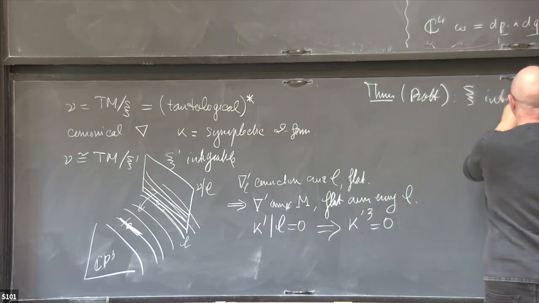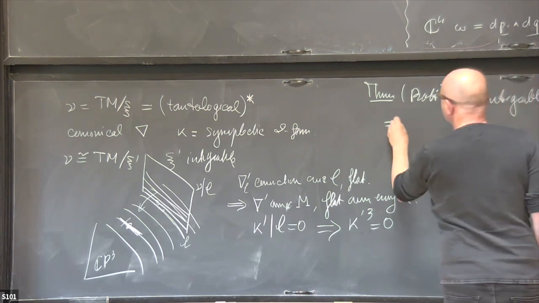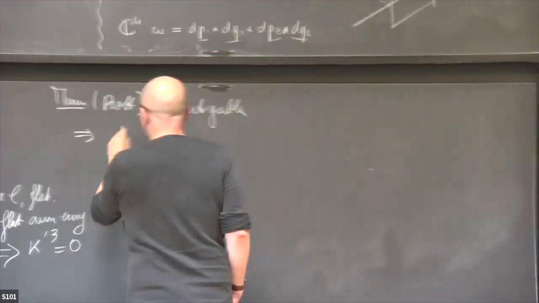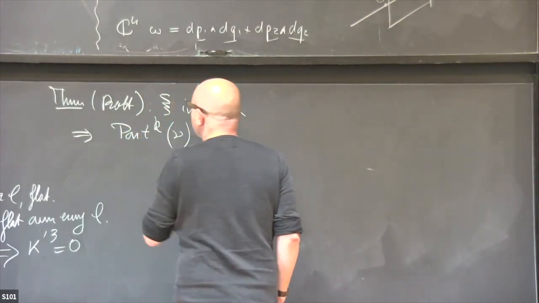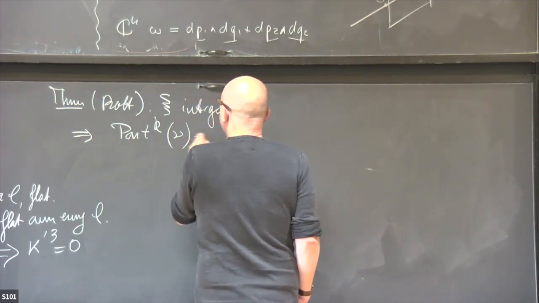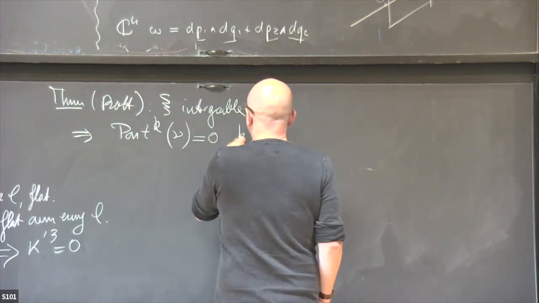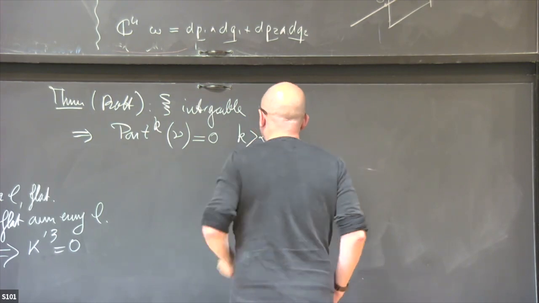which says: if the plane field is integrable, the Pontryagin classes of the normal bundle vanish above two times the codimension.